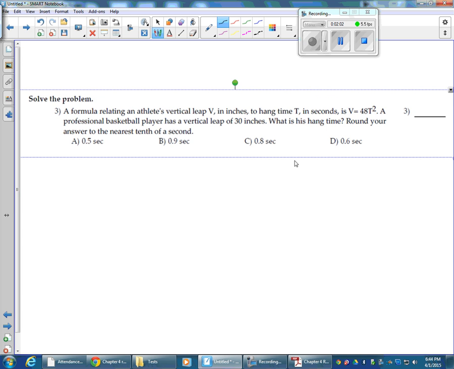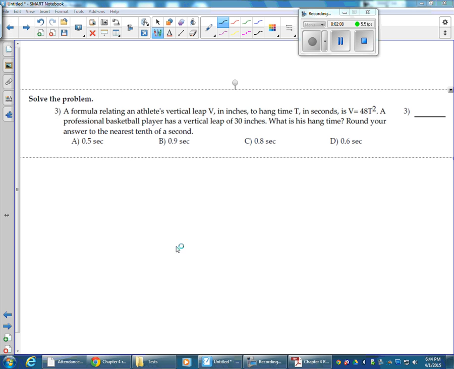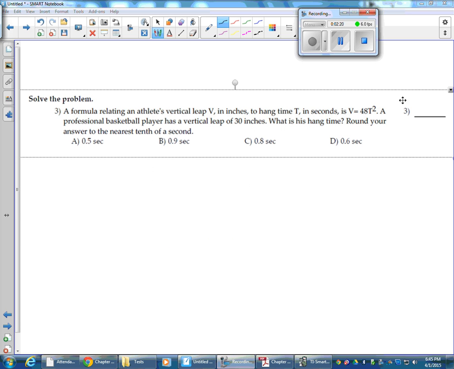Number 3. A formula relating an athlete's vertical leap in inches to hang time in seconds is V equals 48t squared. A professional basketball player has a vertical leap of 30 inches. What is his hang time? Round your answer to the nearest tenth of a second. So it's V equals 48t squared. We know that V is going to be 30. We're trying to find t.